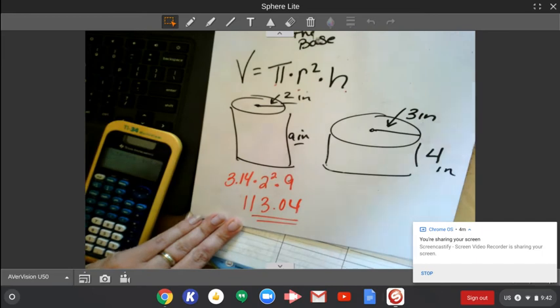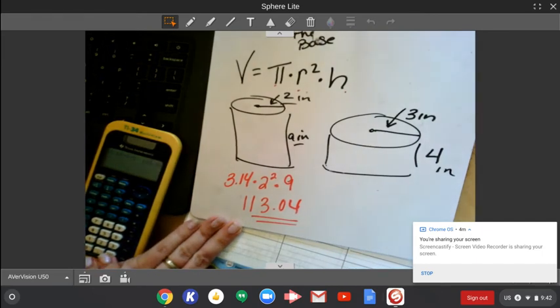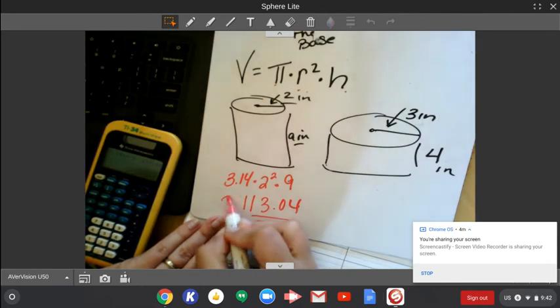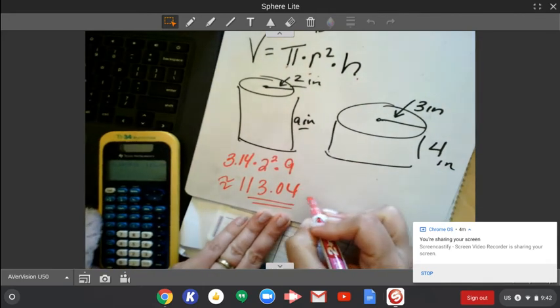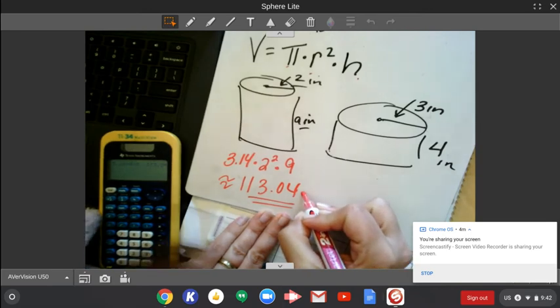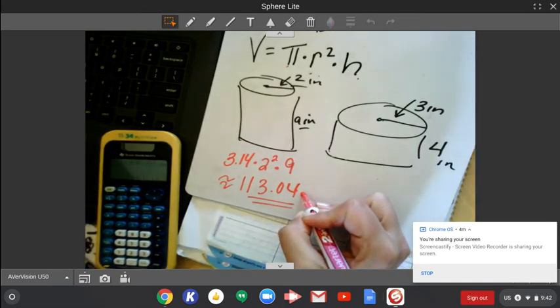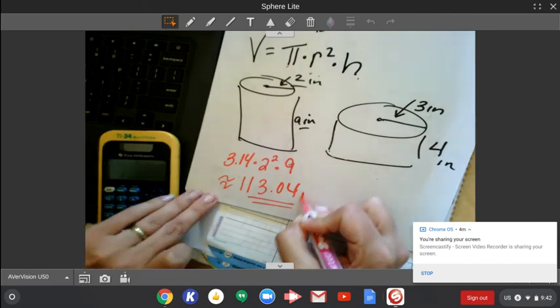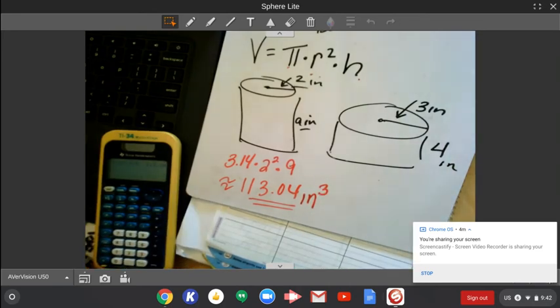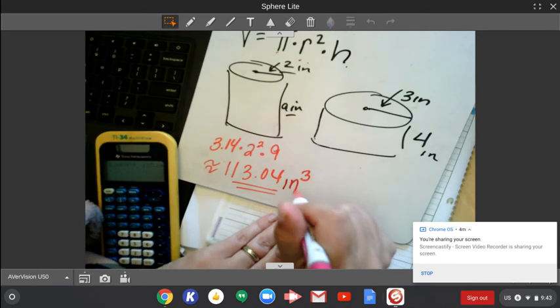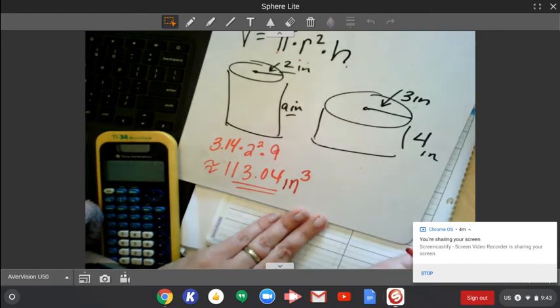I believe, unless they tell you to round to the tenths, I would leave the answer like that. That is rounded. Remember, we're approximating here because pi is irrational. Now, how do you write the answer? Because we're talking about volume, we are talking about cubic. So you're going to write inches cubed. Cubic meaning three-dimensional shape. That's how you indicate your answer with 3 dimensions.